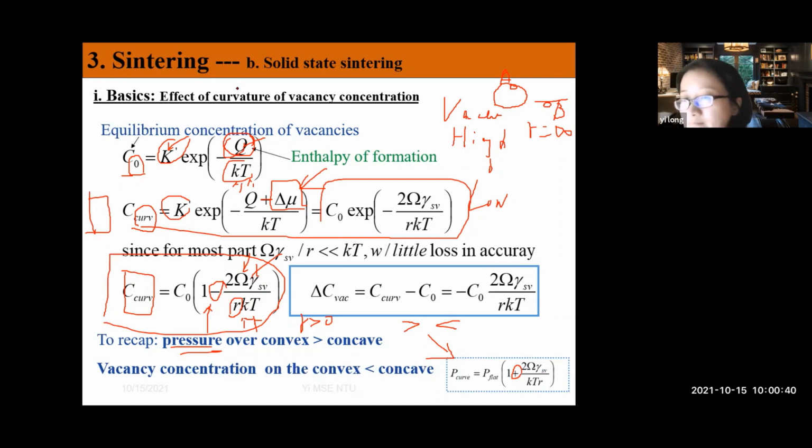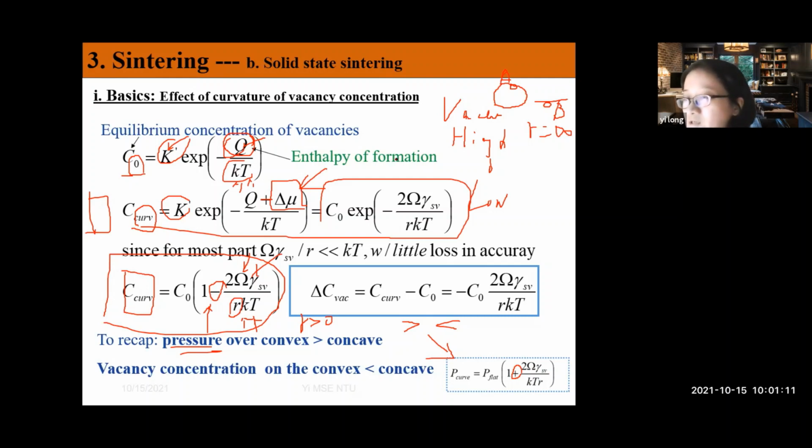Yongjin, how's your answer? Yes, okay, because R is larger than 0, the C curve is supposed to be less than C naught, right? So now I'm asking you, does the vacancy move from the flat to the convex or from the convex to the flat? Yeah, thank you, Yongjin, correct. Less than C naught.